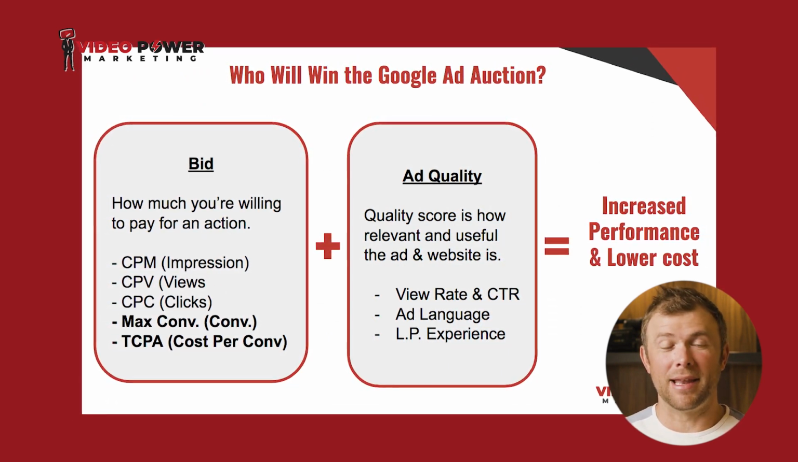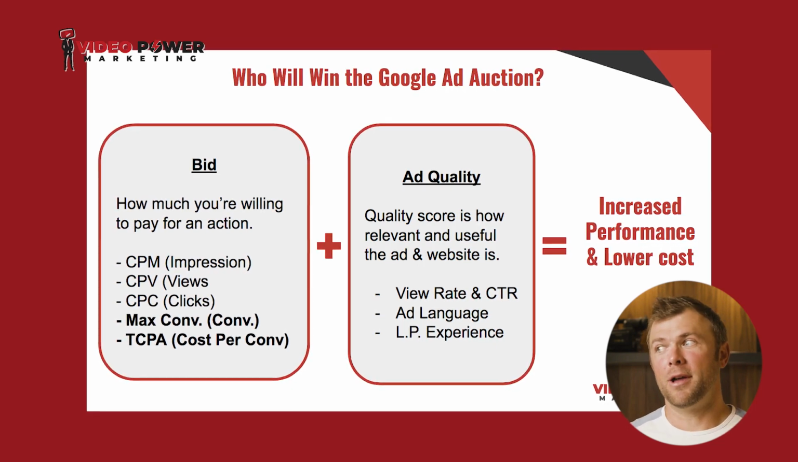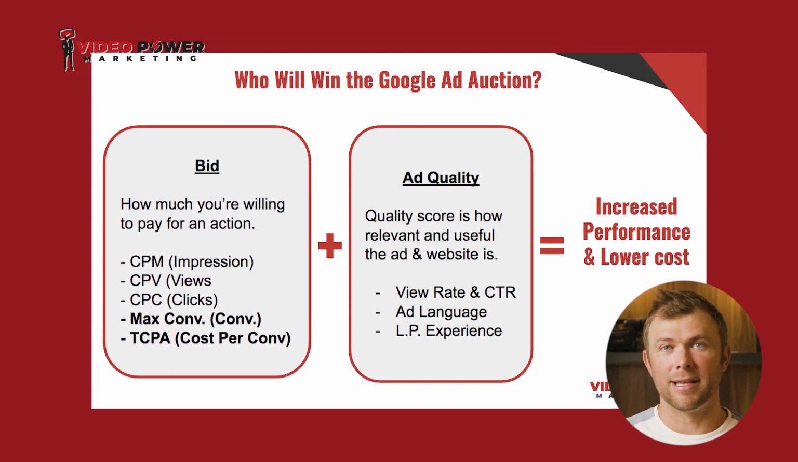Who wins the bid? Now you would think that whoever pays the most amount of money is going to have the ad shown. That is only half of the equation. The other half depends on the quality score. So let's break down the quality score and how it works, right? Who will win the bid for a Google ad auction?